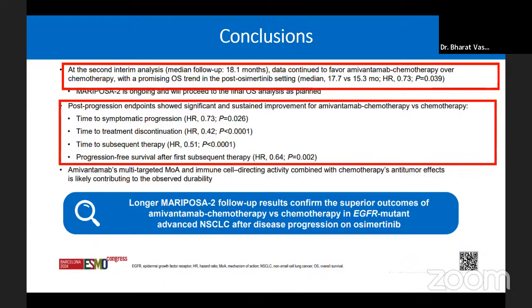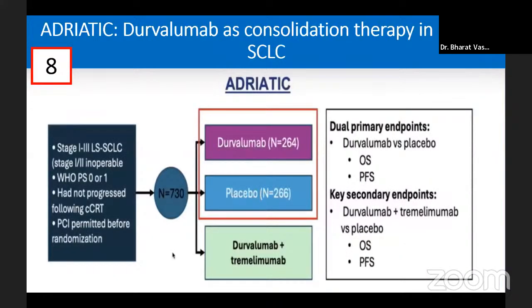There is a doubt now, since we have data from FLAURA2 which says to give pemetrexed, carbo and osimertinib in the first line. What will be the best second line along with amivantamab? That question still needs to be answered.